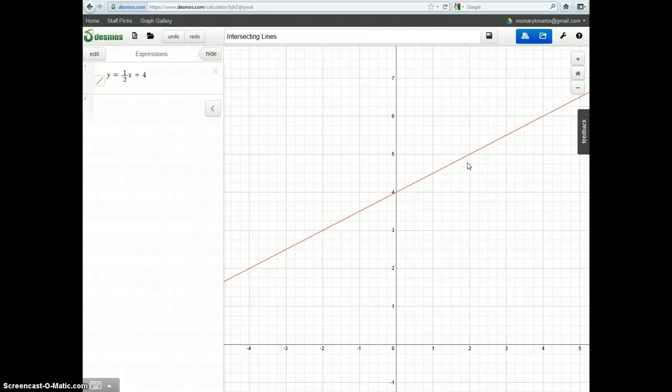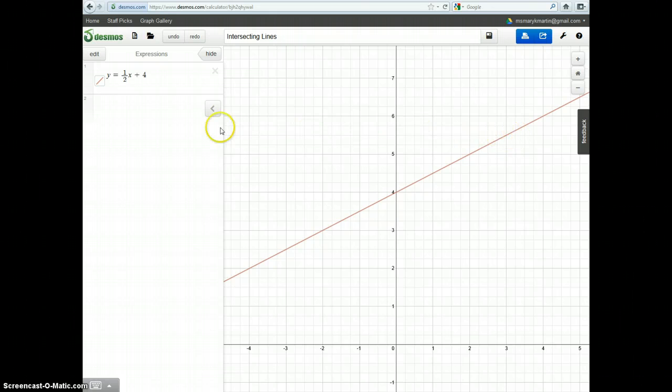When we look at a line, each point on this line makes the equation true. If we look at our y-intercept, the coordinates for the point are 0, 4. If I were to put 0 in for x and 4 in for y, I would have the equation 4 equals 0 plus 4, which is a true equation. It's important to remember that each point on this line makes that equation true when we graph systems of linear equations.